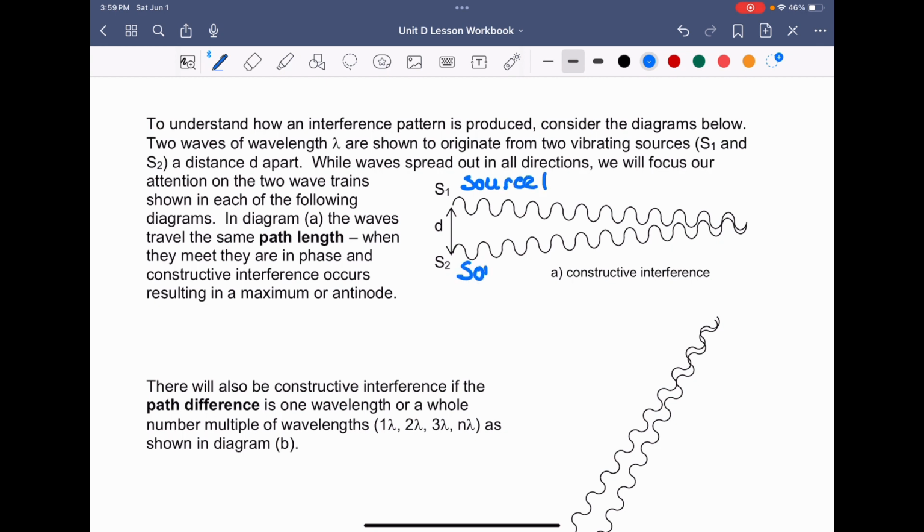This represents source 2. Now, these are some distance apart, but they're heading towards each other in a way that eventually they'll overlap. And what I would like you to do on the endpoint here is just put a point, maybe they meet right about here. We're going to call this point P.